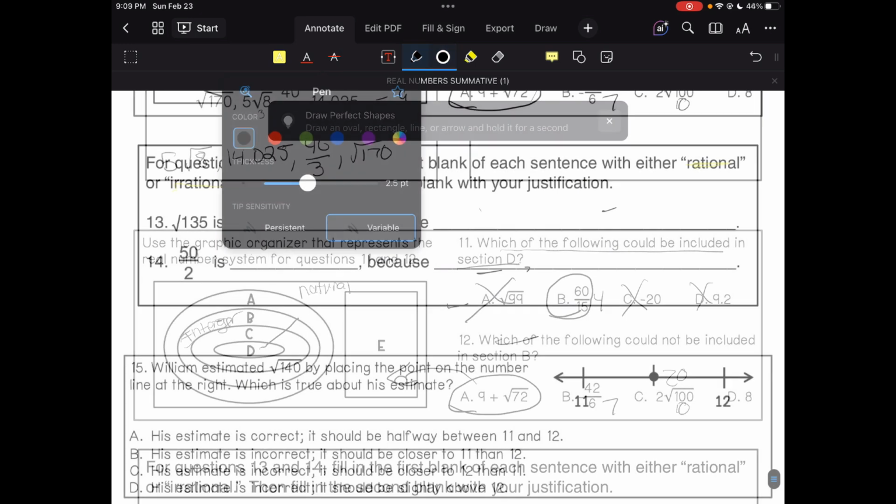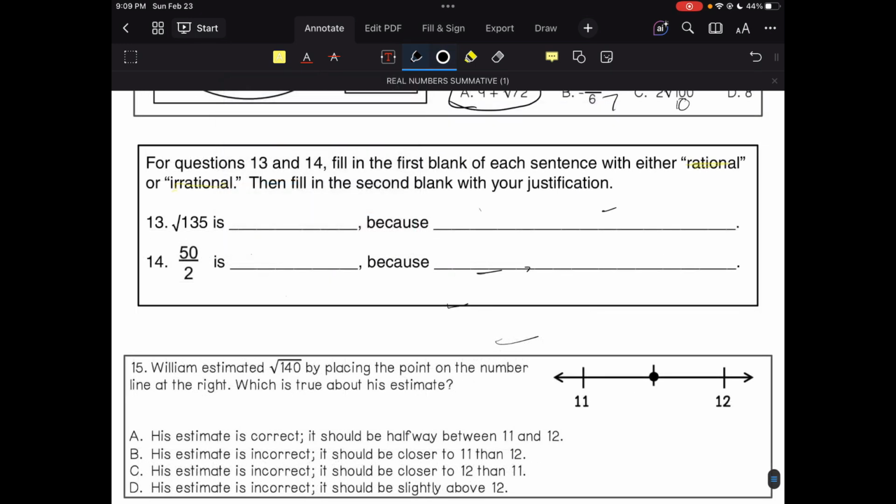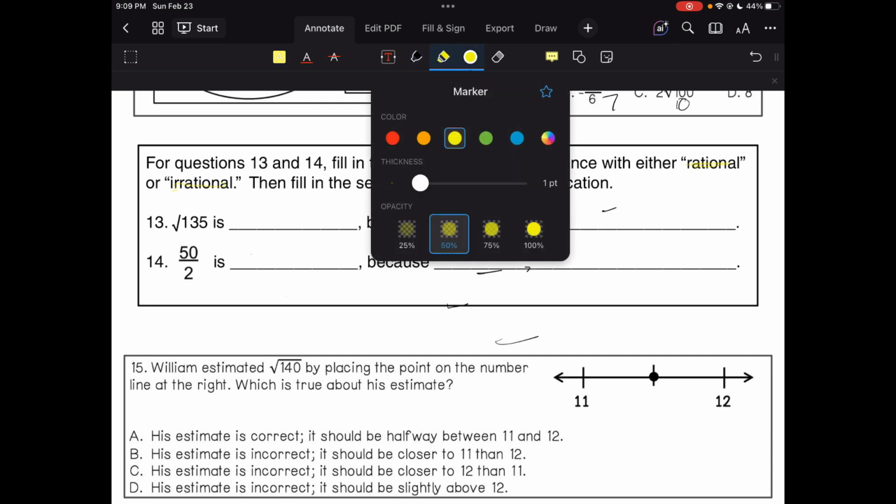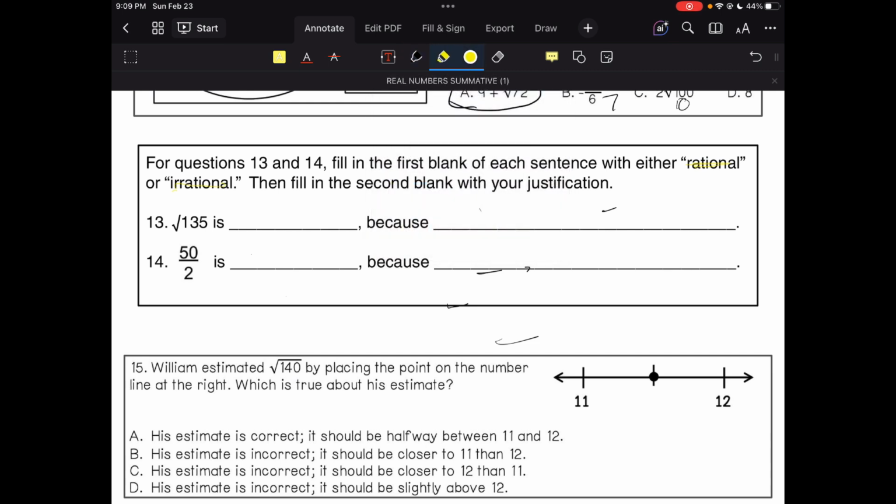Scrolling down. Alrighty, so our next question here says, for questions 13 and 14, fill in the first blank of each sentence with either rational or irrational. So we need to make sure that we are reading all the directions because I had lots of people that just filled in what these equal here and not irrational or rational. Then in the second blank with your justification, so your reason why they were rational or irrational.